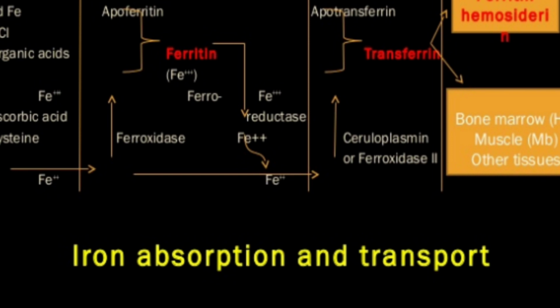From the mucosal cell, iron may enter the bloodstream or be lost when the cell is destroyed. See, iron liberated from the ferritin of the mucosal cell enters the plasma in the ferrous state. So here it is oxidized to the ferric form by a copper containing protein, that is ceruloplasmin, which possesses ferroxidase activity.